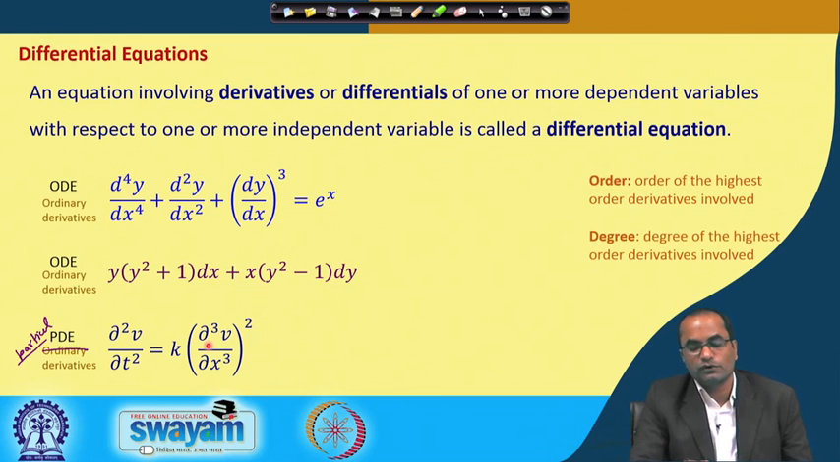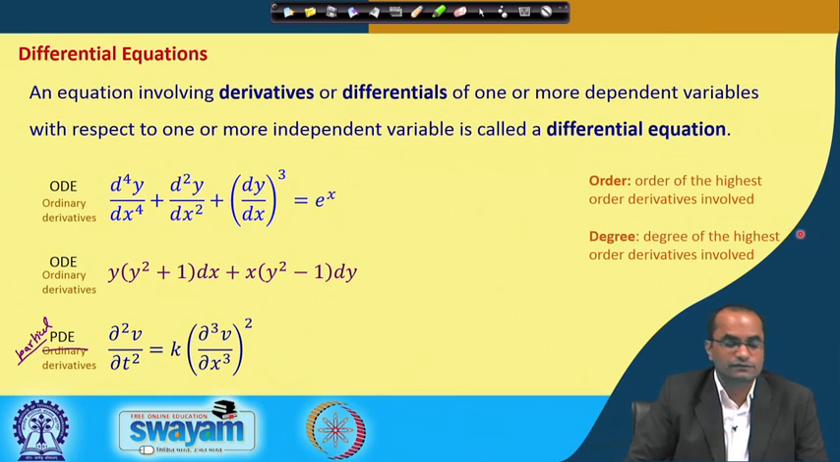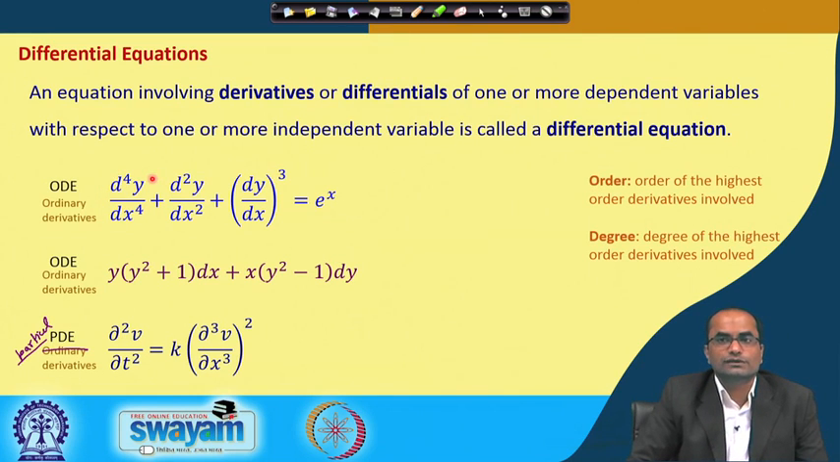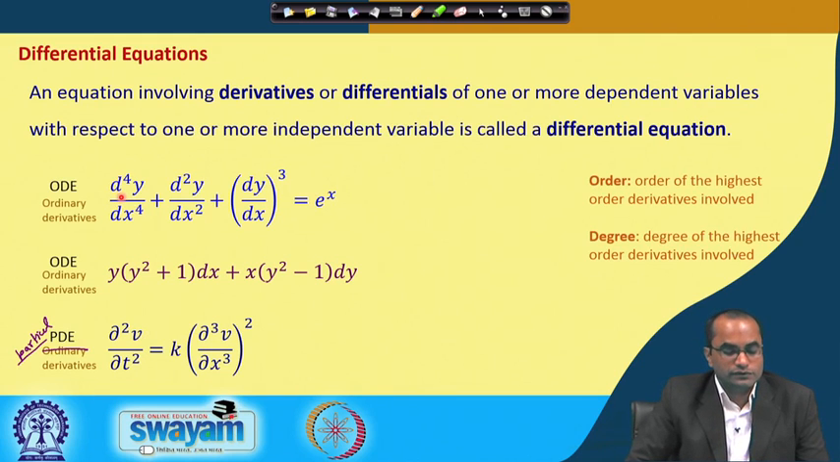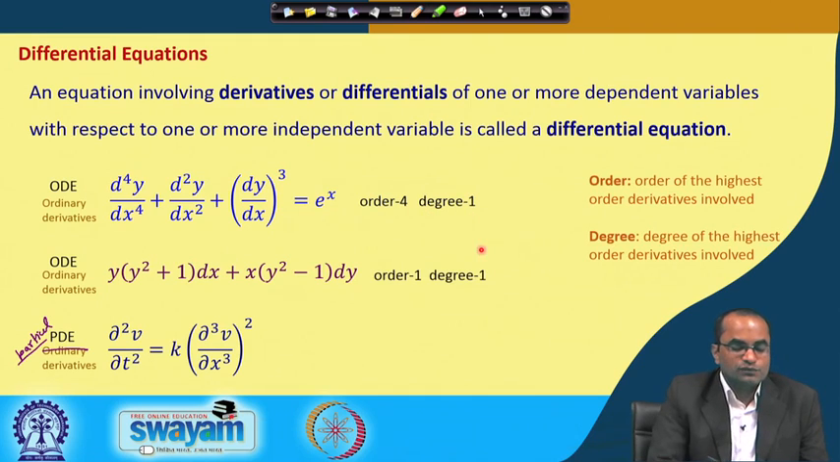There is another terminology we will be using here, degree. The degree in these equations will be the degree of, again, the highest order derivative involved. For instance, in this case this is the highest order derivative and the power here is 1, or the degree of this term is 1. So, this is a first degree, but fourth order differential equation. Here the order is 4 and the degree is 1.